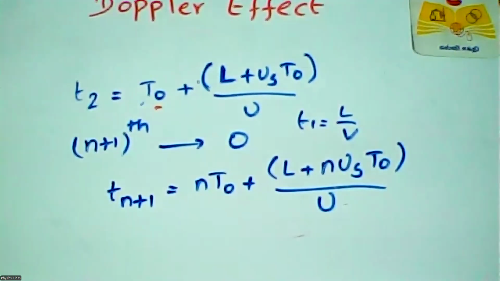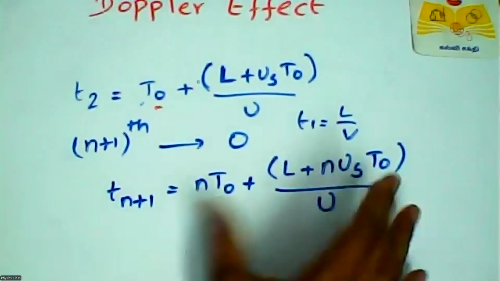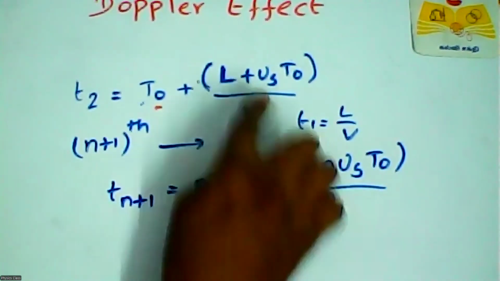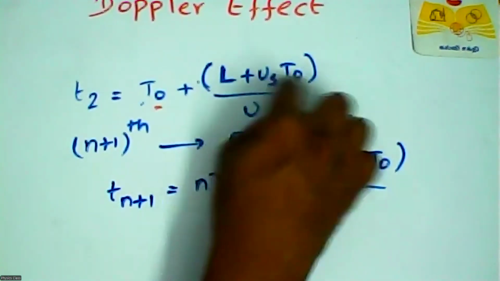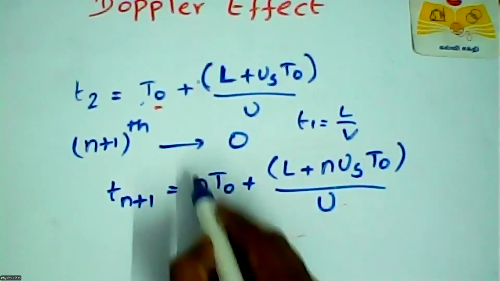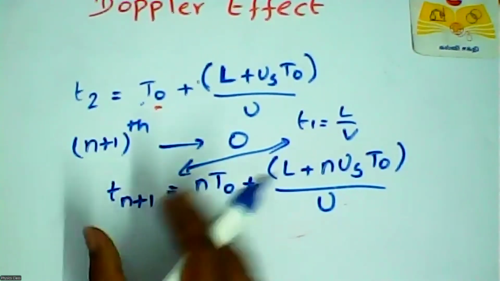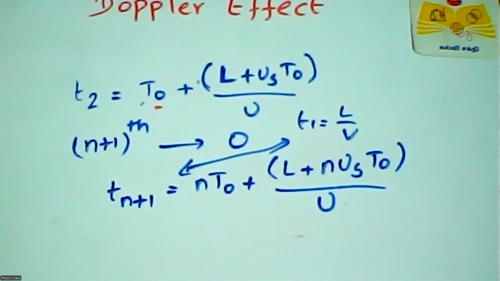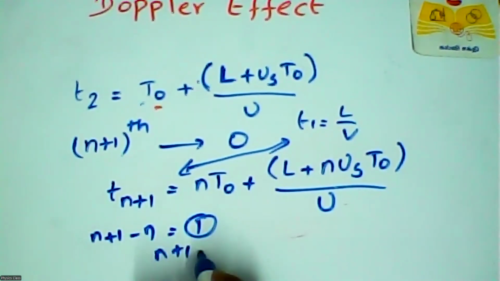Already written it. So n t naught l plus n t naught into vs, so n vs t naught by v, this v l. For the n plus 1 crest, we have to put n. So t naught becomes n t naught, vs t naught becomes n vs t naught. For the time interval between these two, because this is a past crest and this is the n plus 1 crest, we have to find the time interval between these quantities. The observer counts n crests, because n plus 1 minus 1 is n.